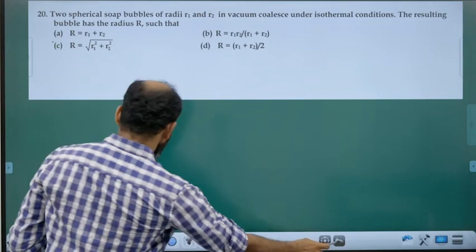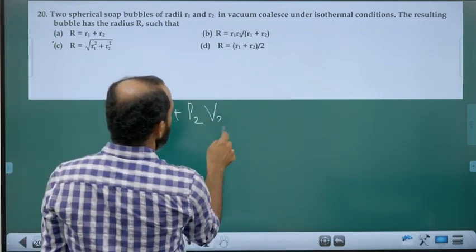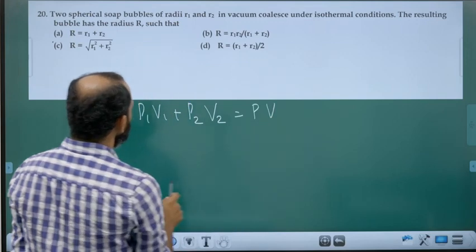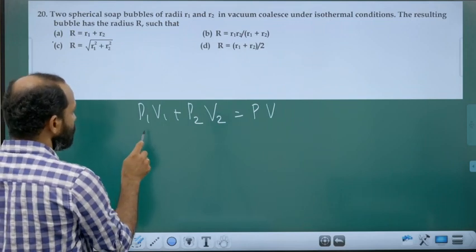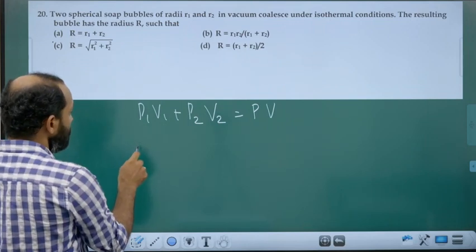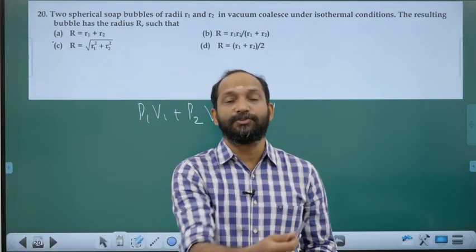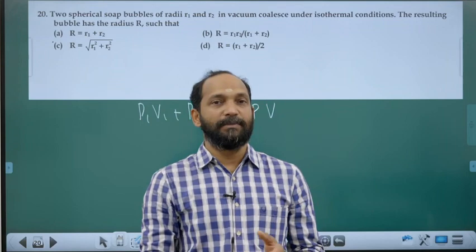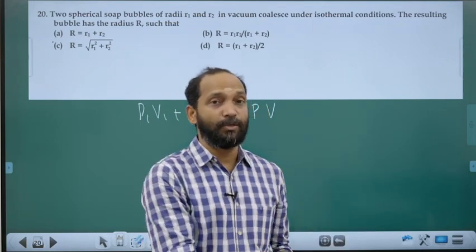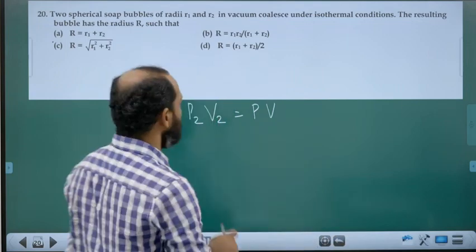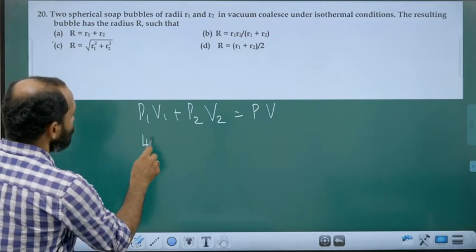So P1 V1 plus P2 V2 is equal to PV. What is P1? P1 is the pressure of air inside the bubble. The pressure inside is equal to the excess pressure because the outside pressure is 0. Excess pressure means pressure inside minus pressure outside. Here it is vacuum, so the outside pressure is 0, so excess pressure means the pressure inside itself. That is 4S by R, and since it's a bubble in air, there are 2 free surfaces.